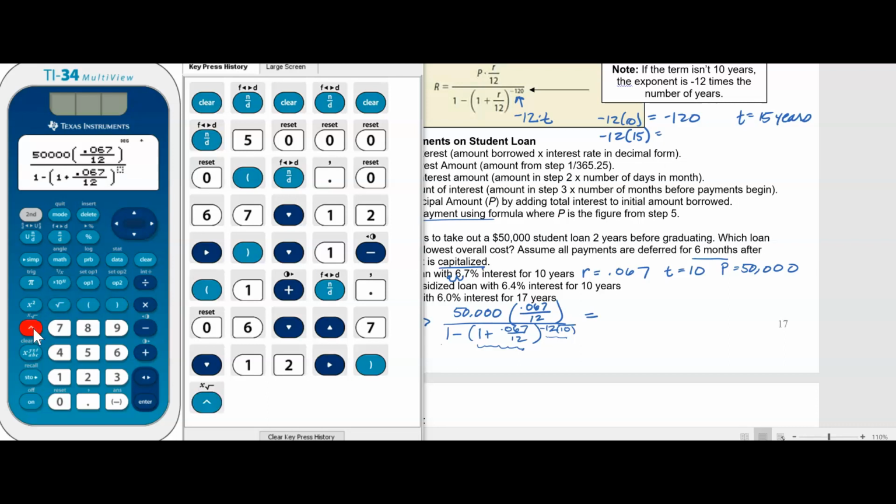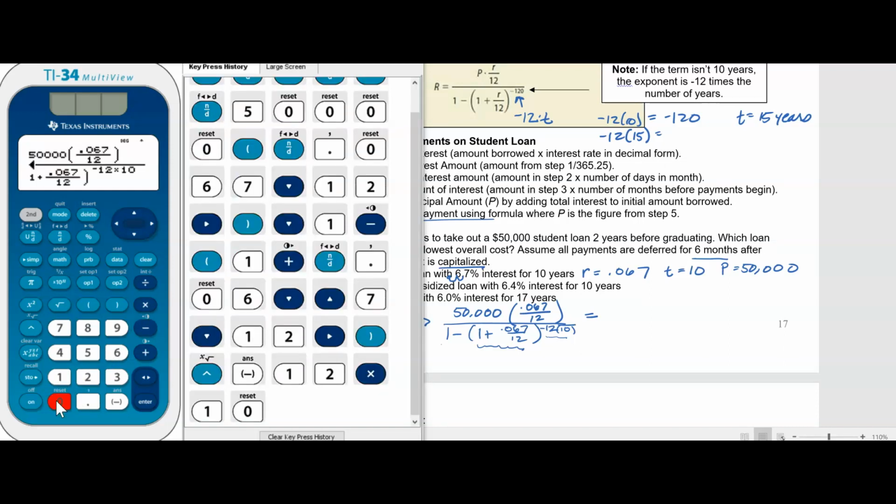And then I'm going to use this exponent key. We call it the caret key. It looks like a little arrow. And then for negative 12, make sure you use the negative sign, which is down here in parentheses, not the subtraction sign. So they're actually different, and you can get an error if you use the subtraction sign. So negative 12 times 10. Okay, and so we've got $572 and then quite a bit of decimals.